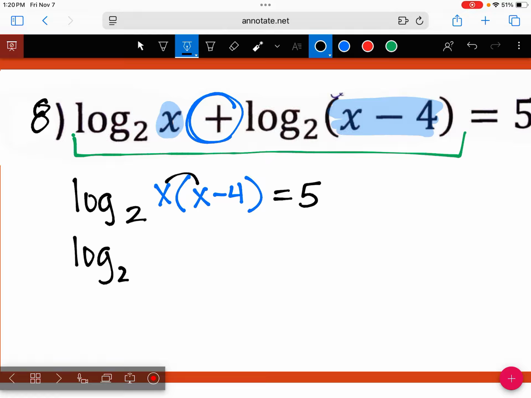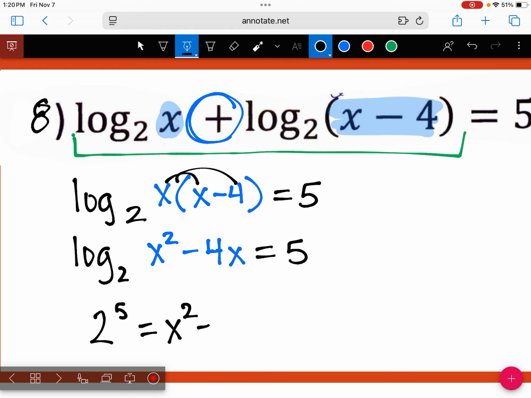So let's go ahead and distribute that x. Take the x and multiply it by x minus 4. So that'll be x squared minus 4x. That equals 5. Now we can do a rewrite. So what's the base of my exponent? 2. What's my exponent? 5. So 2 to the 5th equals x squared minus 4x.